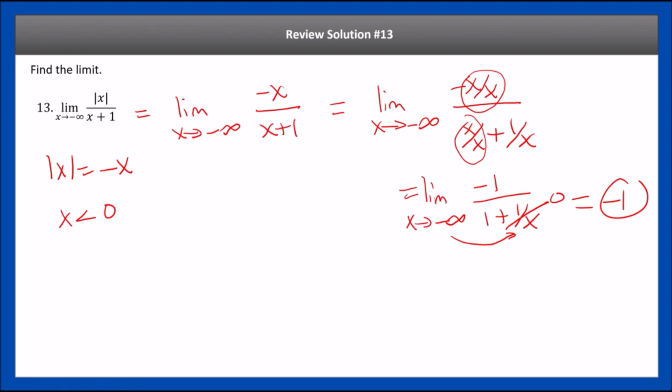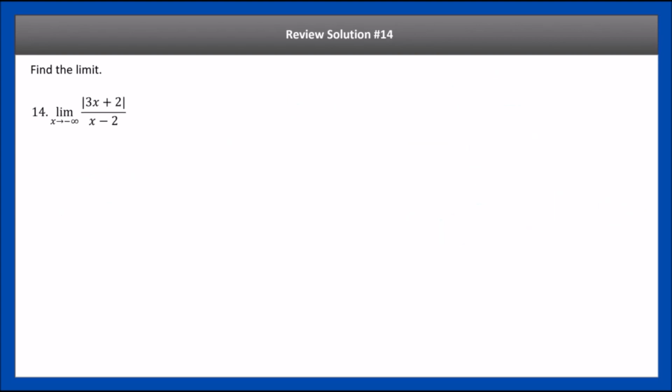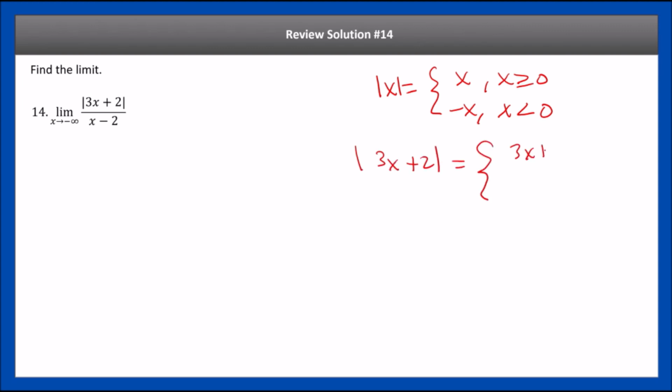All right, so that takes care of that. Now let's look at the last question. Again, another absolute value, so let's go over what the absolute value refers to. Remember that the absolute value of x is equal to, this is the definition, x when x is greater than or equal to 0, and negative x when x is less than 0. But when we're looking at a function like this, the absolute value of an expression is equal to itself when itself is greater than or equal to 0, and it's equal to the opposite of itself when itself is less than 0.